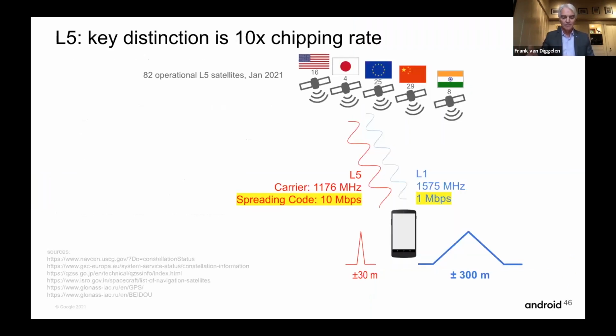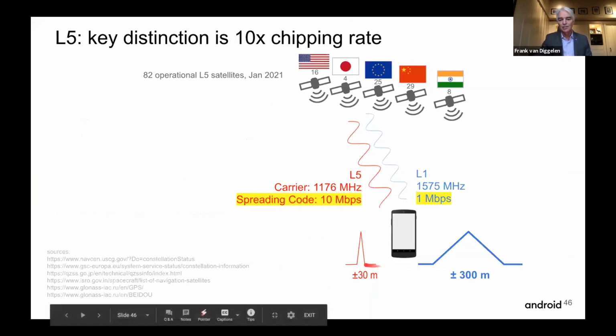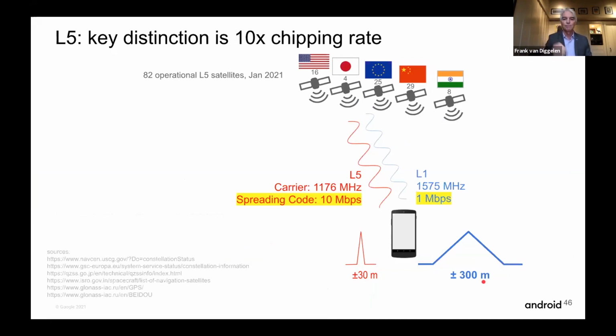I'll show you why. The key feature of all L5 signals is that they have a 10 times higher chipping rate than the corresponding L1 signals for that constellation. And so the correlation peak that I mentioned right in the beginning is 10 times narrower than it would be for the L1 signal. And that is the single most important thing about L5. In itself, that's a good thing. Without anything else, in the open sky, that's a good thing because you get more accurate measurement from L5.